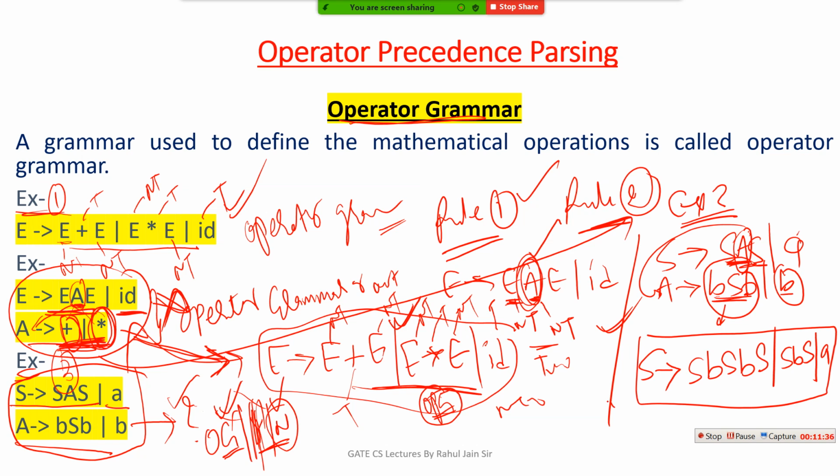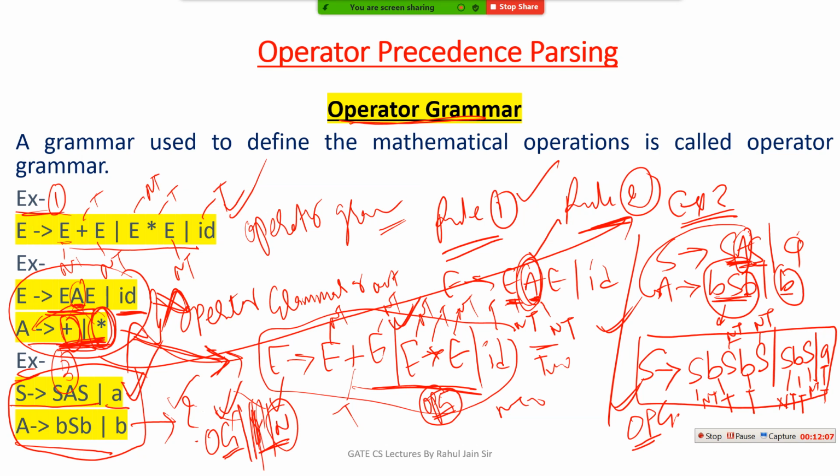So this grammar exists now, and this grammar is my operator precedence grammar. Why? Because if you observe here, it is a non-terminal, a terminal, a non-terminal, a terminal, and a non-terminal. So no two non-terminals are adjacent. Here as well, it is a non-terminal, a terminal, a non-terminal, and at last a terminal. So no two non-terminals exist adjacently. That is why this grammar is an operator grammar.